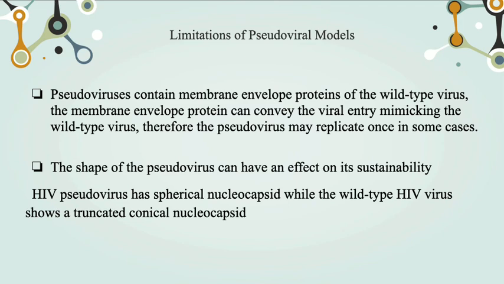Therefore, the glycoprotein distribution on the pseudoviral envelope may not indicate the natural state of these glycoproteins on the wild-type virus. Hence, it is wise to compare the various packaging systems to determine which one produces a pseudoviral particle that better resembles the wild-type virus. The shape of this pseudovirus can have an effect on its sustainability.